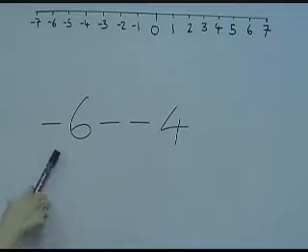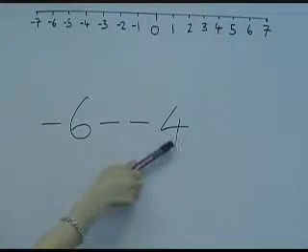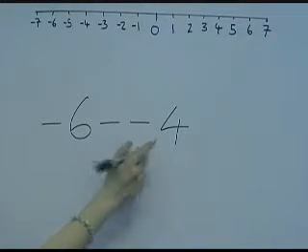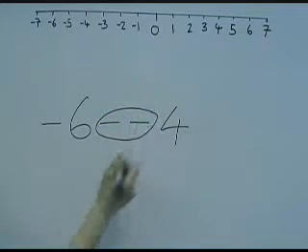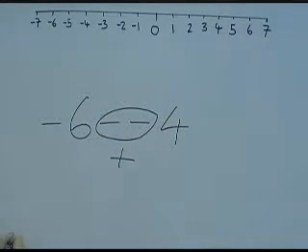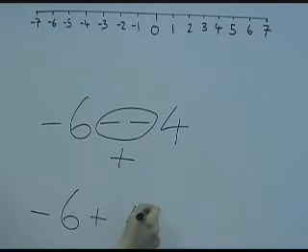This calculation is negative 6 take away negative 4. When I take away a negative number, I can circle these two signs and change them to an add. This calculation becomes negative 6 add 4.